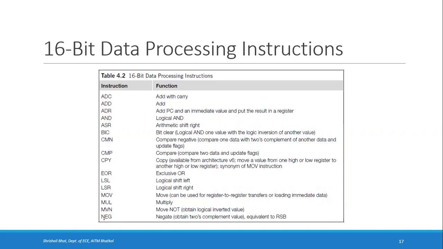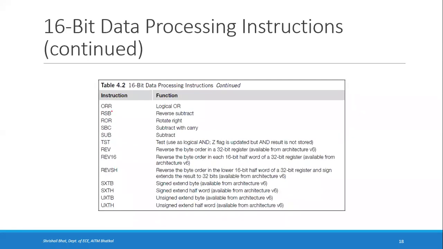NEG is for negate. To negate means to find the 2's complement. Apart from this, there are a few more instructions. ORR stands for logical OR. RSB is for reverse subtract. ROR is rotate right. One speciality of Cortex M3 is that there is only rotate right, but there is no rotate left. Then SBC is subtract with carry. SUB is subtract.